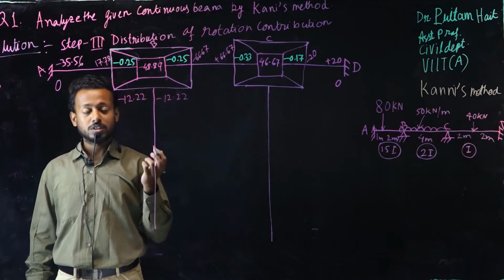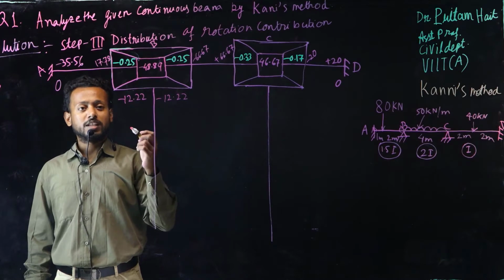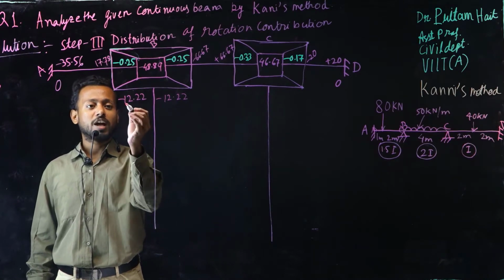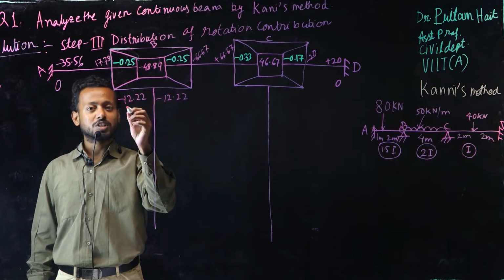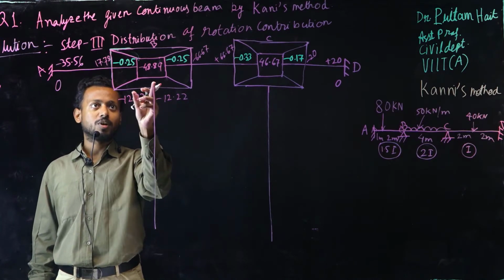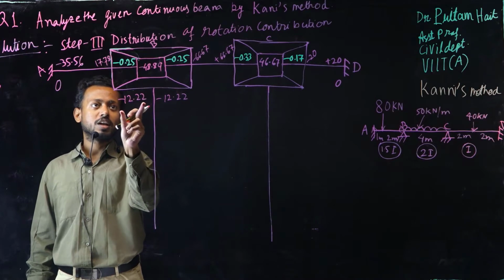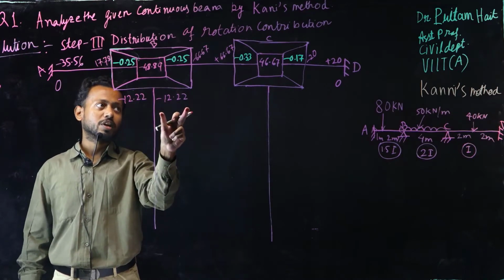Okay. In the moment distribution case, the balance moment you had to write with the opposite sign here and here, but here you don't need to change the sign. Directly whatever balance moment you get, write it here, okay.